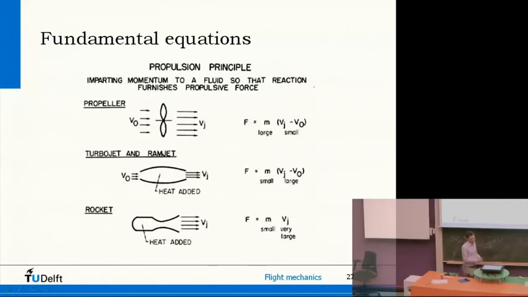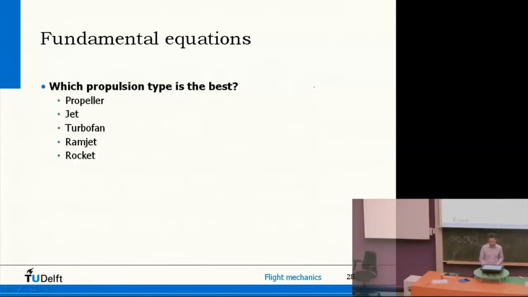So, if you look back at the equation, for the propeller you have large mass flow, small speed difference, and for the jet you have a small mass flow and a relatively large speed difference. But then you might wonder, which propulsion type is actually the best? Propeller, maybe a pure jet like you have on fighter aircraft, maybe a turbofan, which is a bit in between a pure jet and a propeller, like you see in civil aircraft. Maybe a ramjet, that's more a special case, or a rocket.